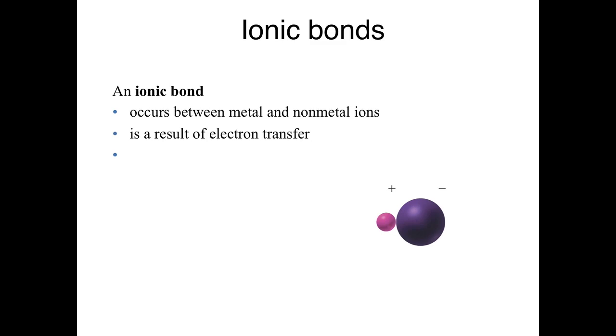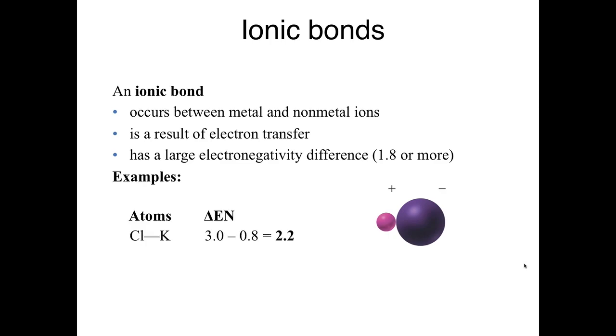With this layer of electronegativity to understand bonding, let's add another definition to ionic bonds that we covered in last lecture. Remember that we said that an ionic bond occurs between a metal and a non-metal and is a result of electron transfer. And in terms of electronegativity, it also has a large electronegativity difference of 1.8 or more. So if you take the difference between two atoms' electronegativity values, if it is greater than 1.8, then it is an ionic bond. So for example, if you take a look back at that chart, the difference in electronegativity between chlorine and potassium is 2.2. And the difference is always going to be an absolute value. You just take the larger value and subtract the lesser value.